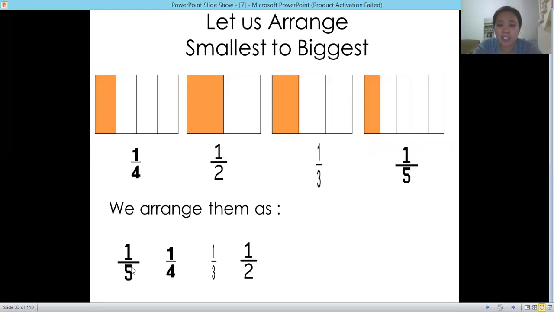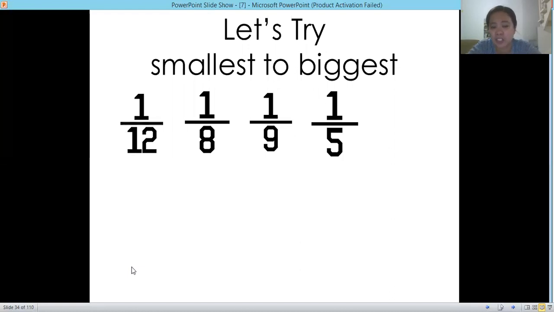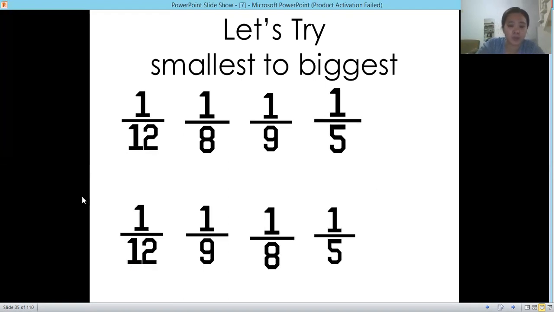Okay po? Now, let's arrange smallest to biggest. Ready? And think, think, think. The answer is 1/12. Next is 1/9. Next is 1/8. And the biggest is 1/5.